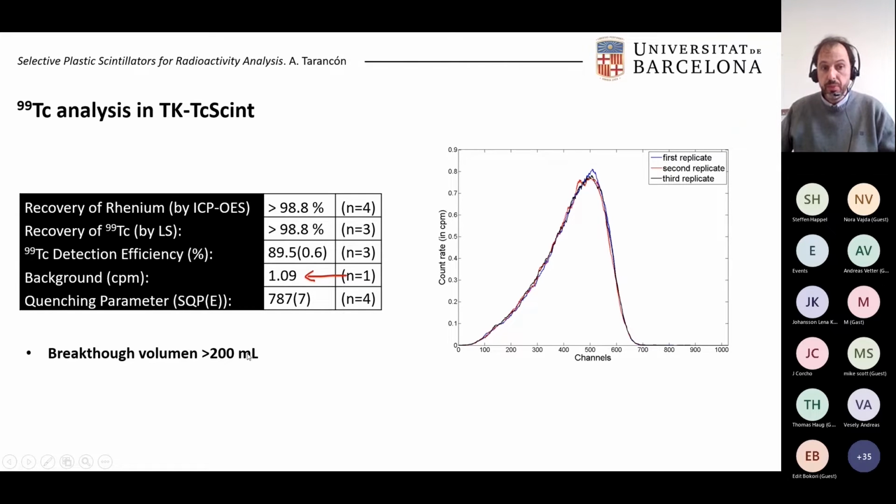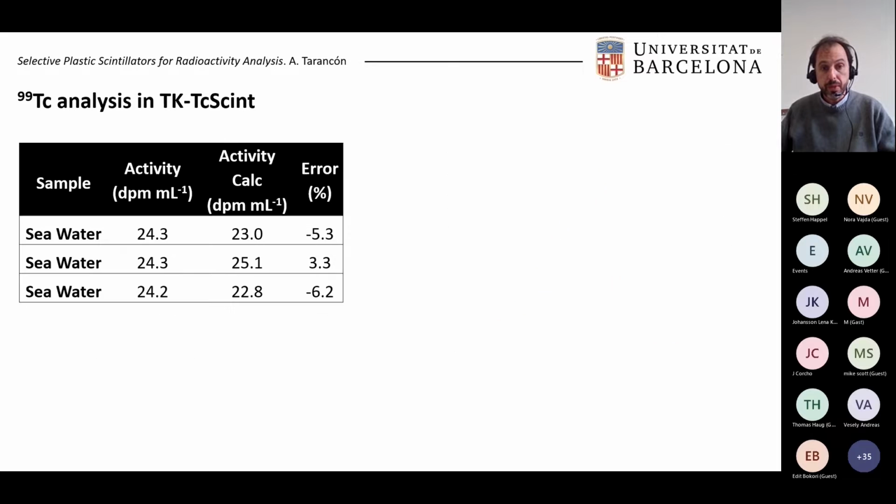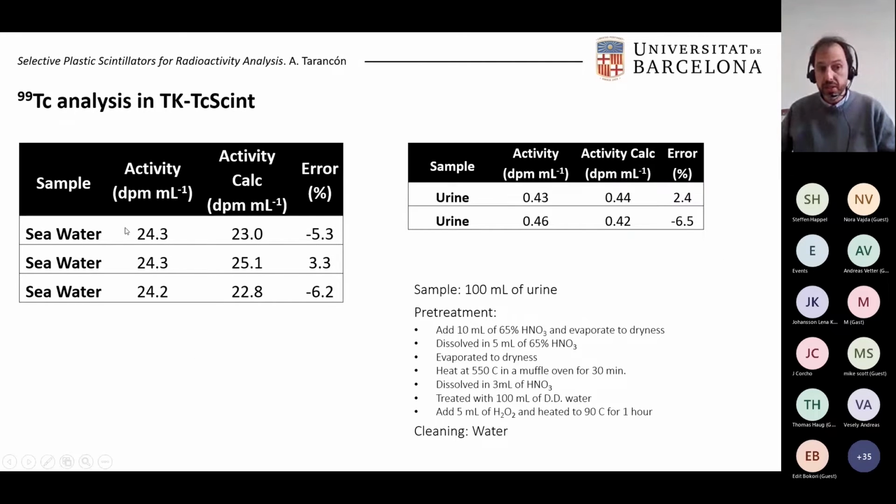We have also evaluated the breakthrough volume, which is higher than 200 milliliters, and we have even done some tests with half a liter working perfectly. So very high breakthrough volume. And these are two examples of sample analysis, in this case, spiked samples of seawater and urine.